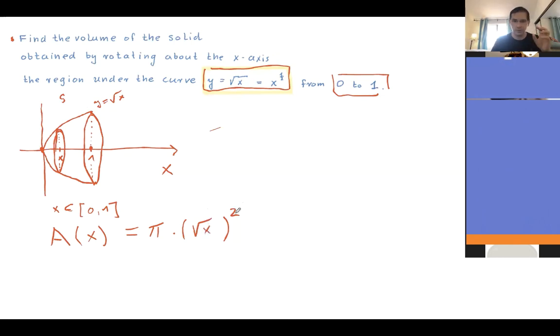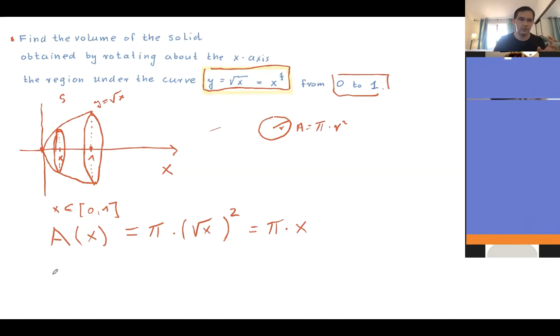Okay, and the reason I want to square it is because if I have any circle, and if this is the radius, then the area of the circle is pi times the radius squared. Okay, so we know that. So let's simplify this formula for A of x. This is simply pi times x.